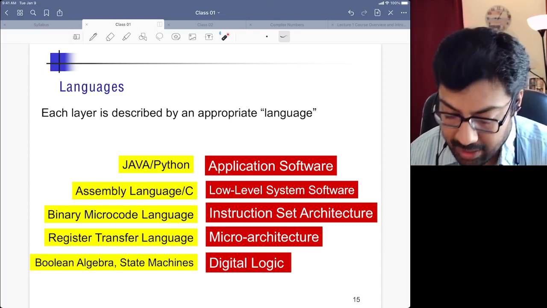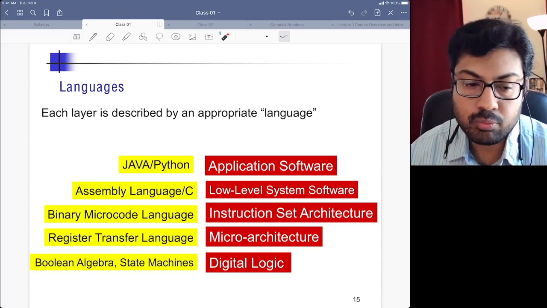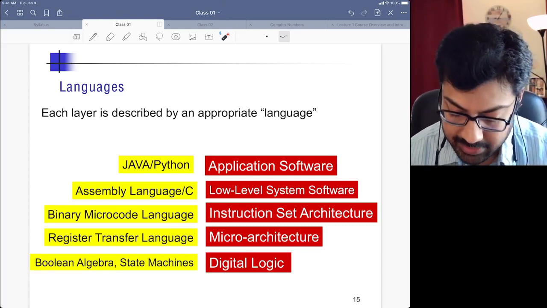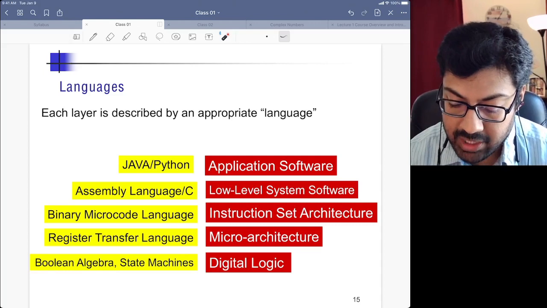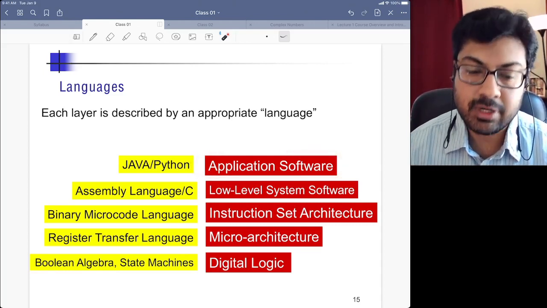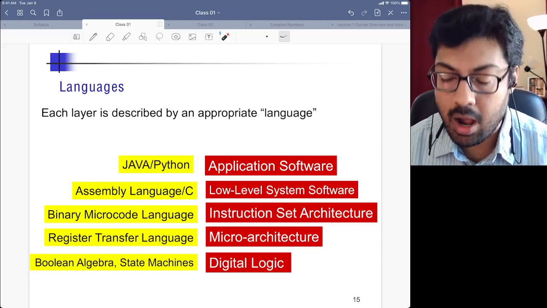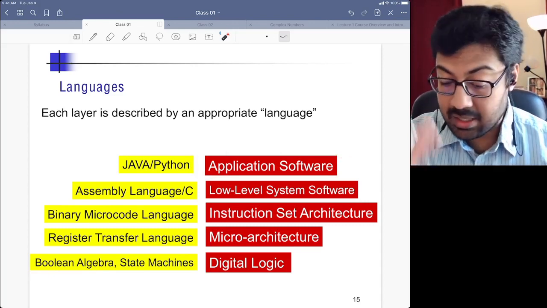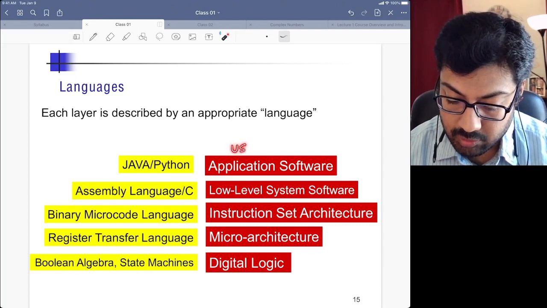Underneath that, you have your digital logic, which comprises all your Boolean algebra and state machines that we talked about. So when you're working on this top layer, all of these underneath layers are transparent to the user. They are doing an effective job, but the users are all the way at the top here. User is over here.